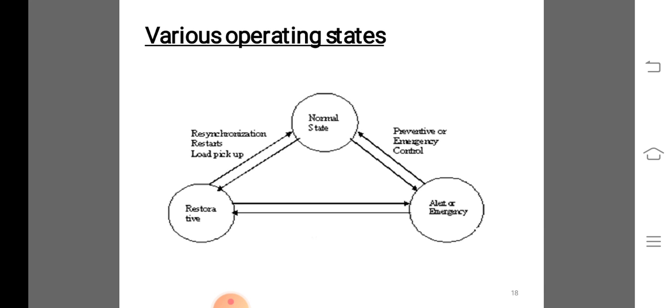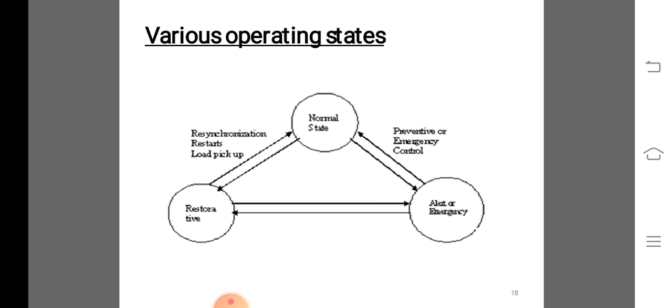Third one is emergency state. The system is said to be in emergency state if one or more operating constraints are violated, but the load constraints are satisfied. In this state, the equality constraints are unchanged. Then the system will return to the normal or alert state by means of corrective action.